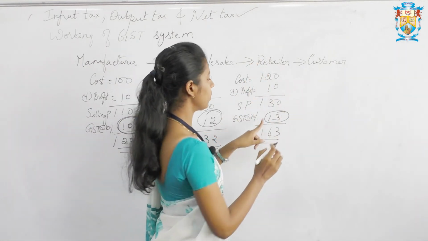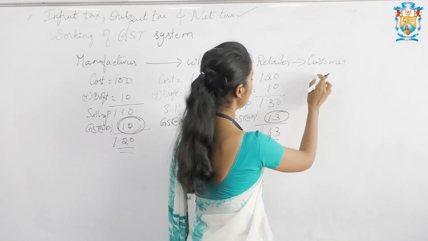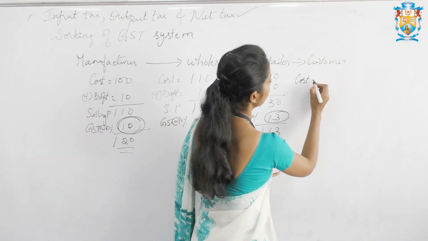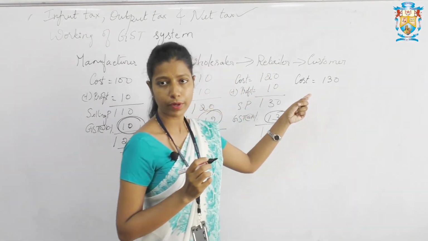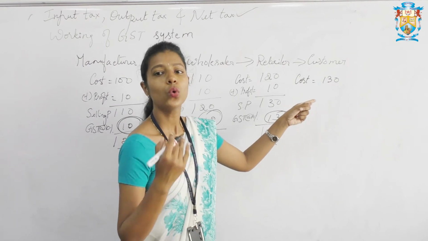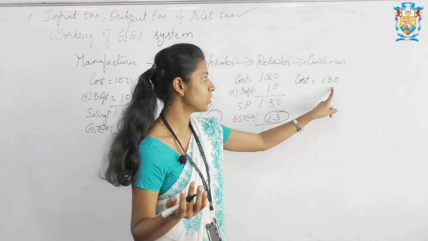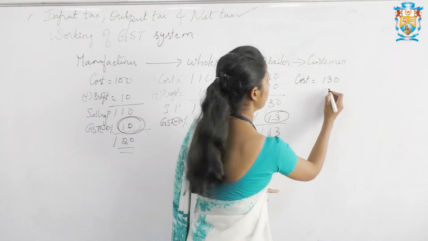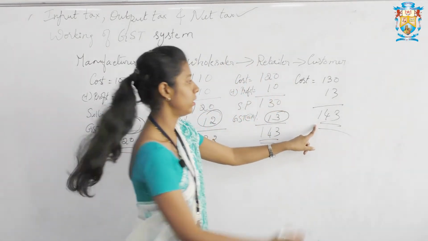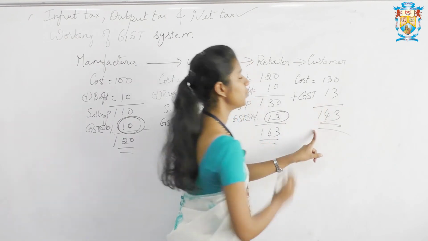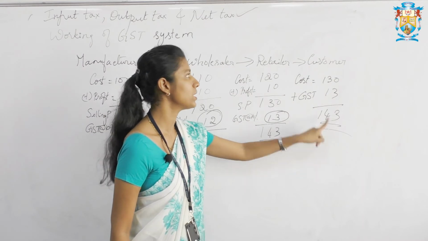When coming to the customer, he is purchasing 143 rupees goods. Here, the cost price is 130 rupees, and the customer can't keep the profit because the customer is the final person who is going to buy the goods. He can't sell the goods, he is going to buy the goods. So he is purchasing 130 rupees of goods with the GST payment of 13, and the total amount paid to the retailer is 143. So 13 is the GST, the cost is 130, and together 143 is paid to the retailer.